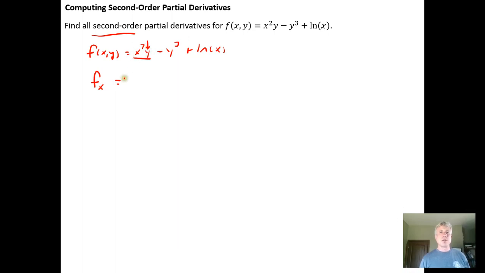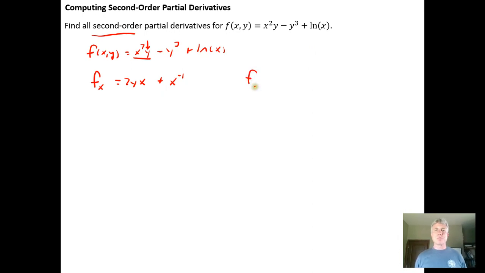The 2 is going to come down, so we're going to get 2yx. We're reducing the exponent by 1, so we get x to the first. The y cubed term, we're going to treat y cubed as a constant, so we get the derivative being 0 with respect to x, plus the natural log of x. The derivative of the natural log of x with respect to x is just going to be 1 over x, or we can write that as x to the negative first power.